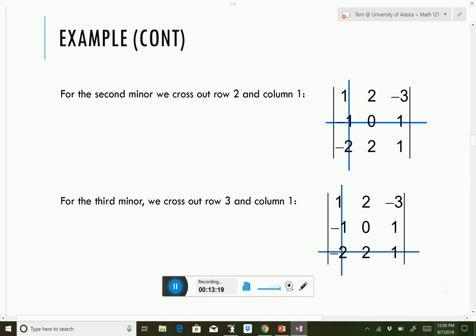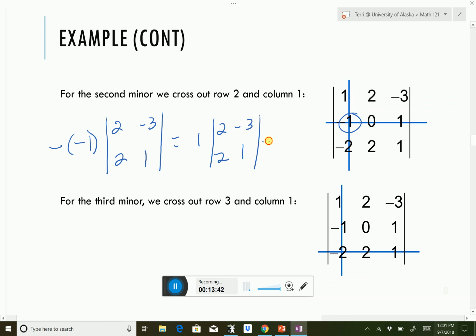So for the second one, that's the number negative 1. But remember, this has to be negative. So it's negative 1 times the determinant 2, negative 3, 2, 1. So we have 1 times the determinant 2, negative 3, 2, 1. And that is 2 minus 2 times negative 3, which is negative 6. So that becomes a positive, and this is 8.